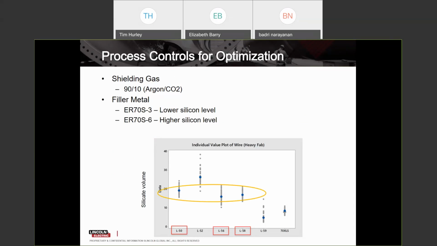And really, under the heavy fab type of welding conditions, we don't see a tremendous difference between the 70S3 or the 70S wire. The variation that we see makes them within the same grouping. What we can do though is take a 70S6 micro. We add some different deoxidizers or surface tension modifier, small amounts of elements, and we really see a L59. Even though it's a 70S6 wire and would be higher in silicon, we can get significantly better performance out of that wire. So that becomes our wire of choice for reducing silicate formation.